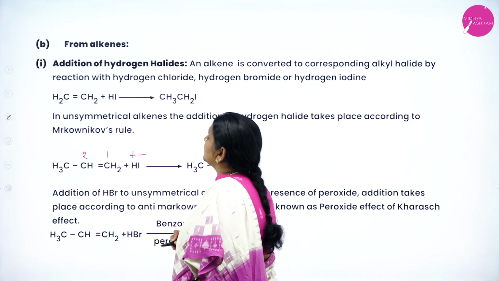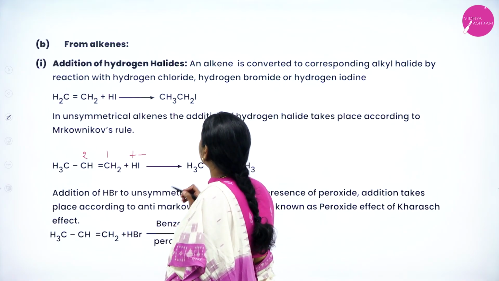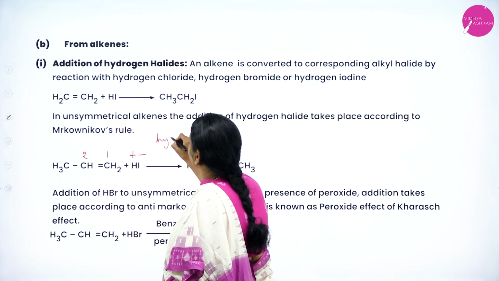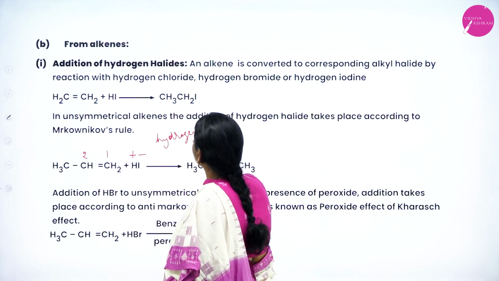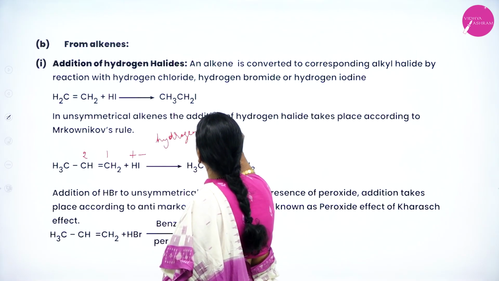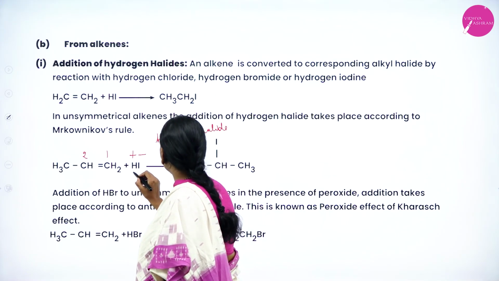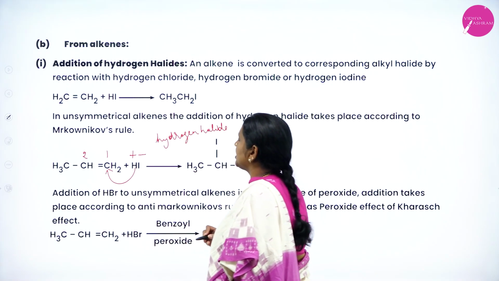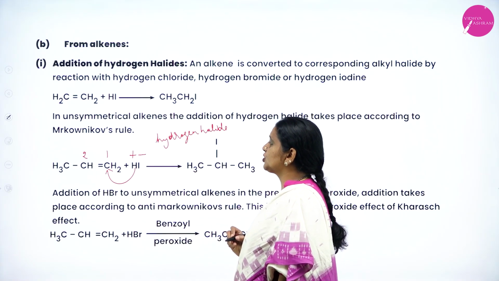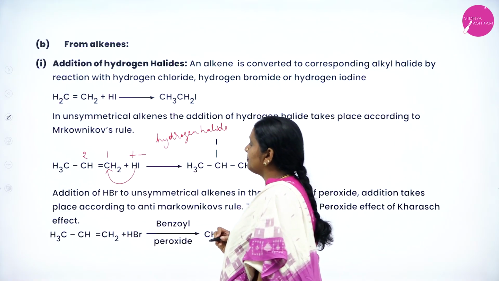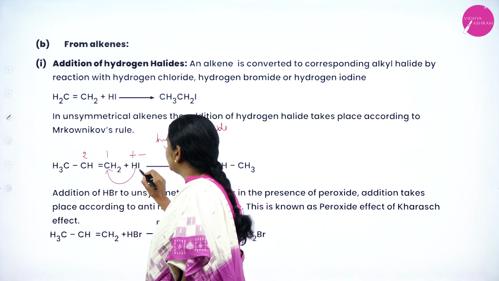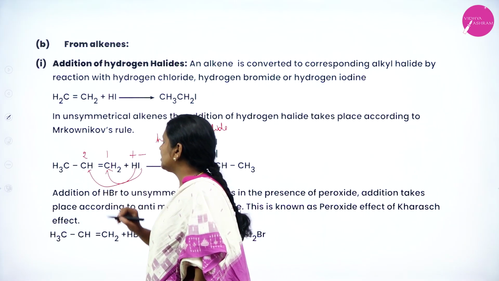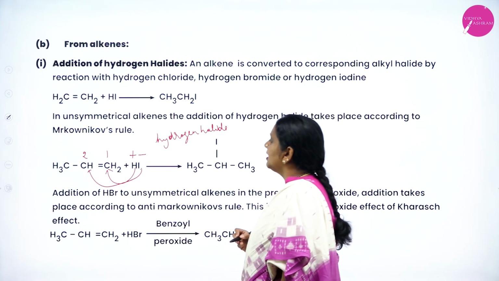What is the statement of Markovnikov's rule? When hydrogen halide is added to an unsymmetrical alkene, the positive part gets attached to the carbon carrying more number of hydrogen. The positive part gets attached to the carbon carrying more number of hydrogen. And the negative part? It goes to the carbon carrying less number of hydrogen.